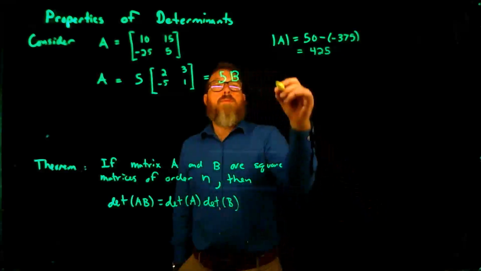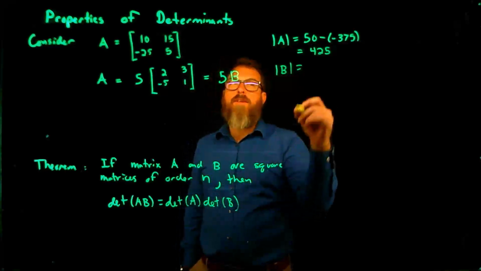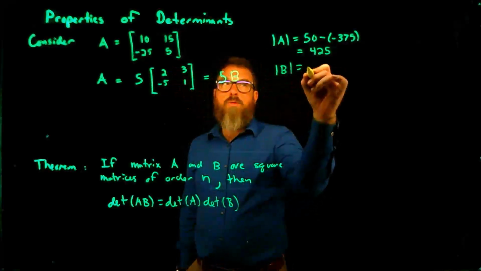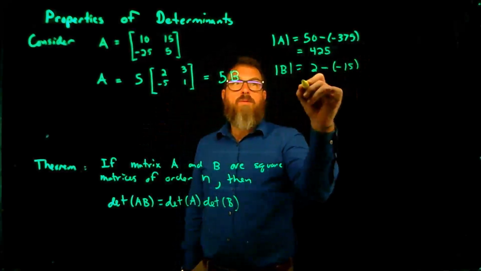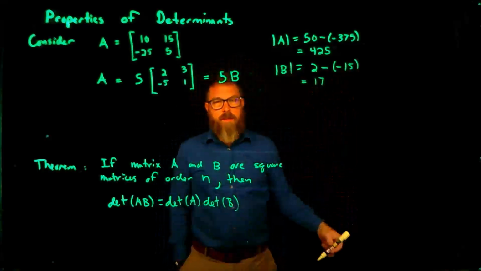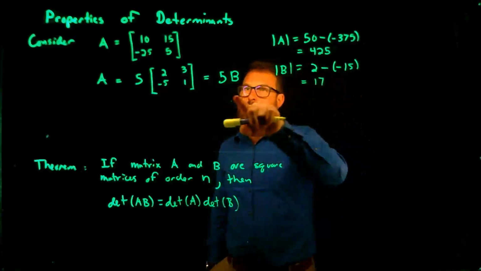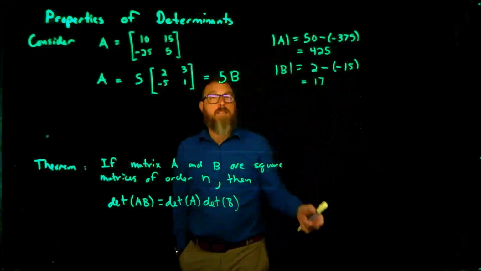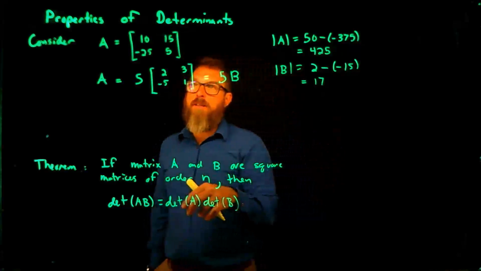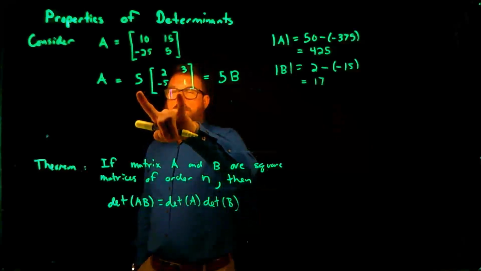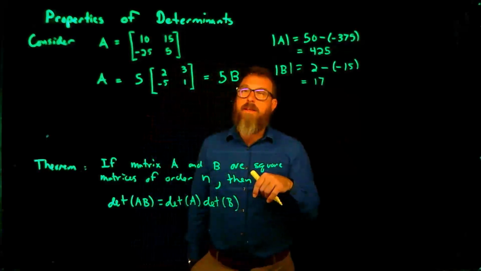Now I want to take the determinant of B, B being this matrix after we factor out that 5. So that determinant is going to be 2 minus a minus 15, which in this case is going to be equal to 17. So our hope at first was that 425 would be simply 5 times 17, but it's not. It's actually equal to 5 times 5 times 17, because we know when we do matrix multiplication, this 5 will distribute to every element in that matrix.